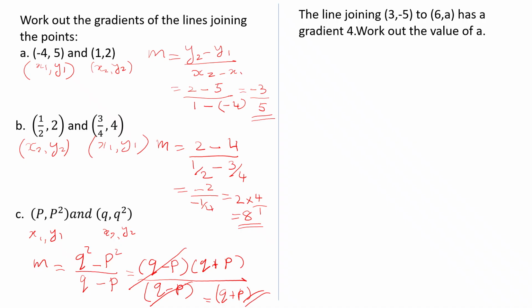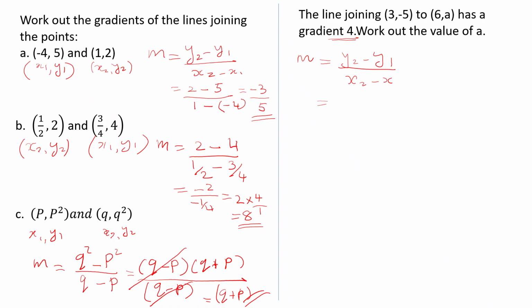Next one, the line joining (3, -5) to (6, a) has a gradient of 4. Work out the value of a. We know how to calculate the gradient. If we know the two points, we can calculate the gradient. So the gradient m equals y2 minus y1 divided by x2 minus x1.